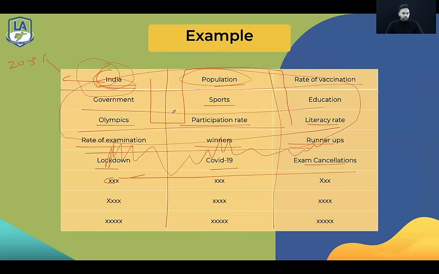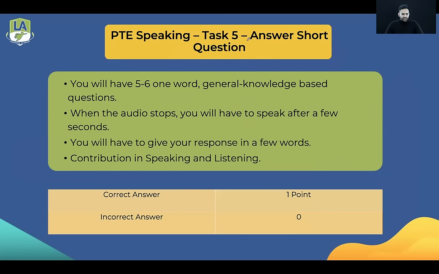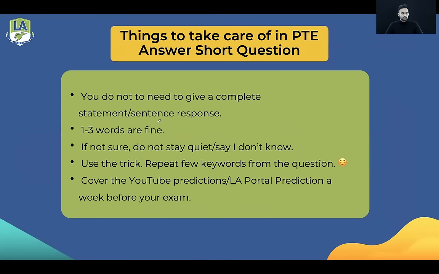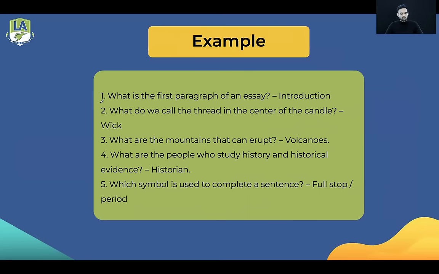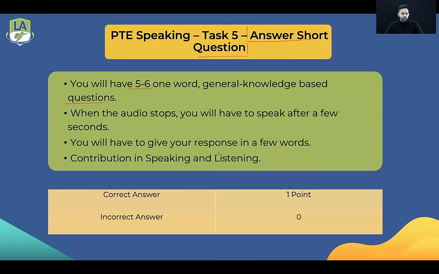Now let's move on to the next and last task for your speaking module. Very easy and not so important task. You'll have 5 to 6 of these, answer short questions. You'll get 1, 2 or 3 words, general knowledge based questions. Not important. For example, you have something like this. What is the first paragraph of an essay? What are the mountains that can erupt? What are the people who study history? So general knowledge based one word question.